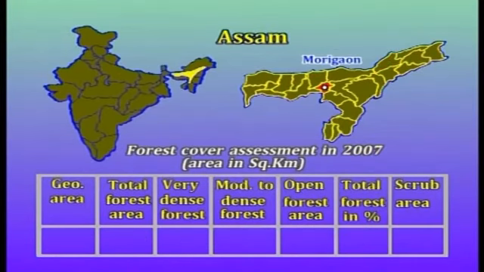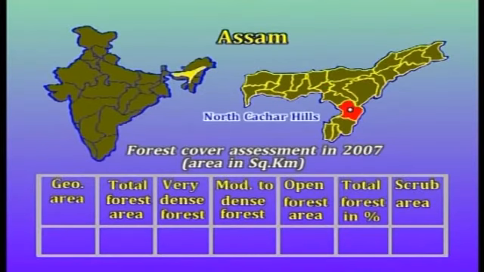District Morigaon. The geographical area of Morigaon district of Assam is 1,704 square kilometers in 2007. The total forest cover is 132 square kilometers, out of which the very dense forest cover is 6 square kilometers. The moderate to dense forest cover is 41 square kilometers. The open forest cover is found to be 85 square kilometers. Altogether, these forests cover about 7.75% of the geographical area of the state. The scrub cover is also found to be 3 square kilometers.